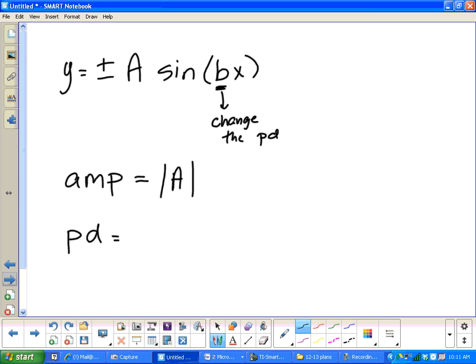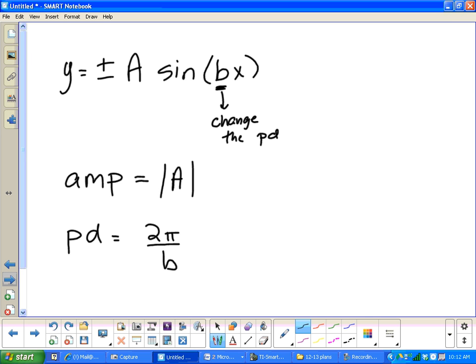Now, if I don't have a coefficient in front of my variable x, then the period is 2 pi. But if I have a coefficient, the period changes. It changes to 2 pi divided by that coefficient. So the period ends up being 2 pi divided by b. When we start throwing numbers in the front, that's going to change the period.